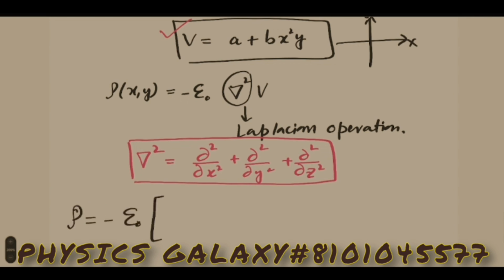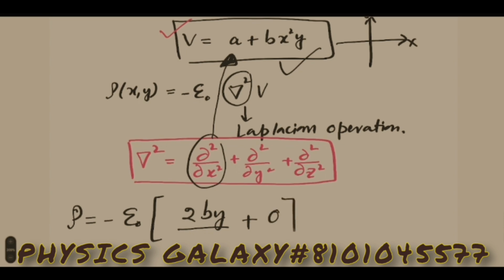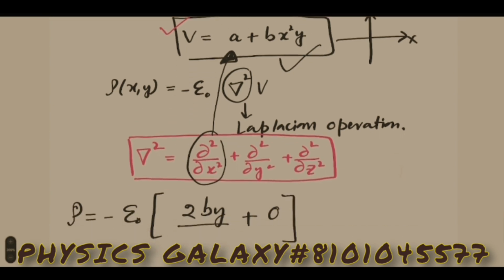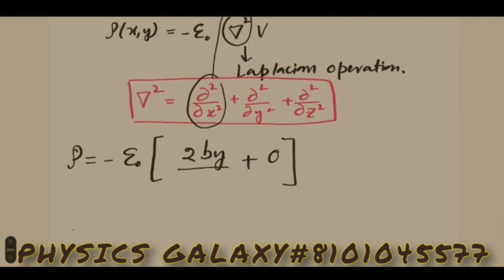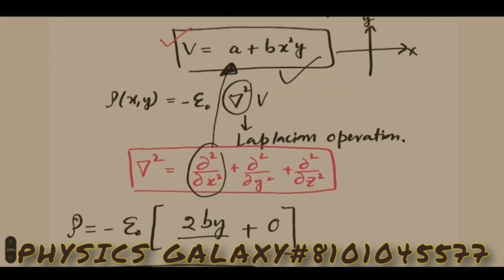When I differentiate twice with respect to x first, I get 2 B y. So I'm doing differentiation first with respect to x for this potential function, and this is what I get. Plus, when I differentiate with respect to y twice, I get 0, and there is no z variable, so that is also 0. So rho equals minus 2 B epsilon naught y. This is my charge density in this xy plane.